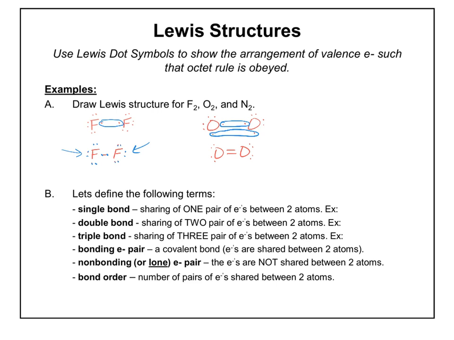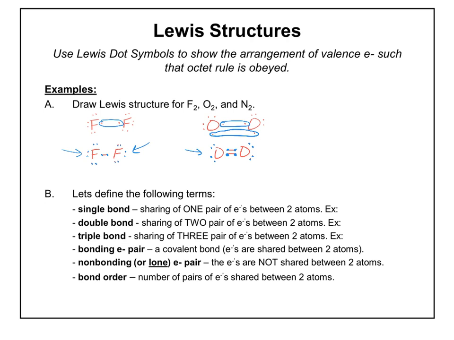Let's count up and make sure each oxygen obeys the octet rule. Let's look at this oxygen first. Let's count up. We have 1, 2, 3, 4, 5, 6, 7, 8. So the double bond consists of 4 electrons that are being shared. So yes, that oxygen obeys the octet rule. And if you count up the other oxygen, you would notice again, there are 1, 2, 3, 4, 5, 6, 7, 8 electrons surrounding it. So they both obey the octet rule.